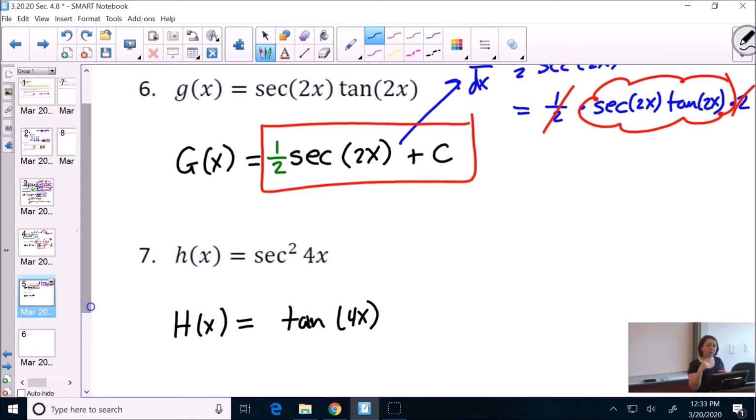So if I took the derivative, I would end up with a 4. My original problem didn't have a 4 in front. So we have to divide by the derivative of the inside, so that when we take the derivative and get back to the original, that 4 won't be there. Don't forget plus c and 2.